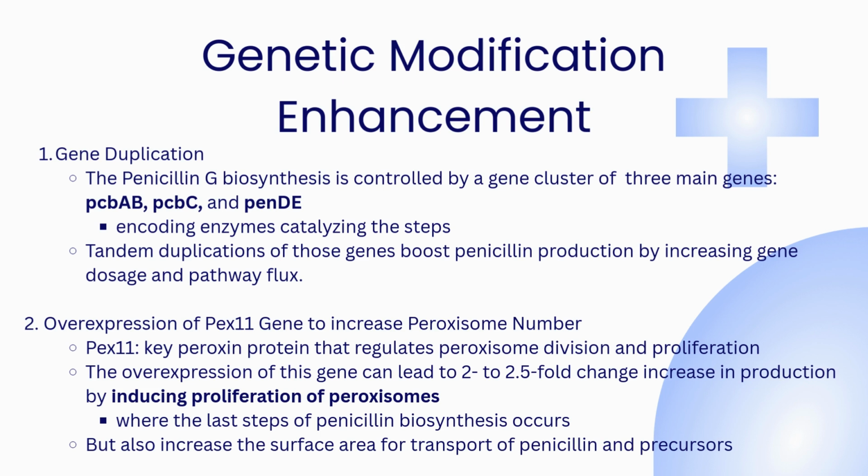The second is the overexpression of the PEX11 gene to increase the peroxisome number, as it is a key peroxisome protein that regulates the peroxisome division and proliferation. The overexpression of this gene can lead to a 2 to 2.5-fold increase in production, as it increases the proliferation of the peroxisomes, where the last step of the penicillin biosynthesis occurs. At the same time, it also increases the surface area for transport of penicillin and precursors.